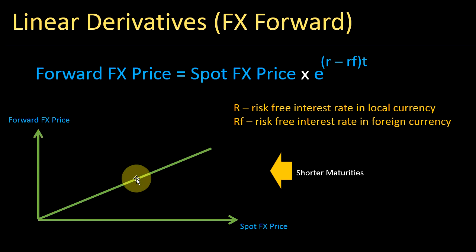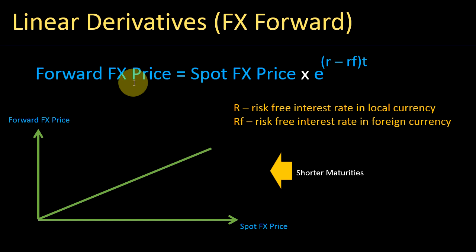has a linear relationship. Now this might not be true for longer maturities, because in longer maturities even interest rates will come into play, and you can see that this is not a linear relationship. That means when interest rates change, the change in the forward price will not be linear. In other words, the ratio of change will not be constant. So these are linear derivatives.